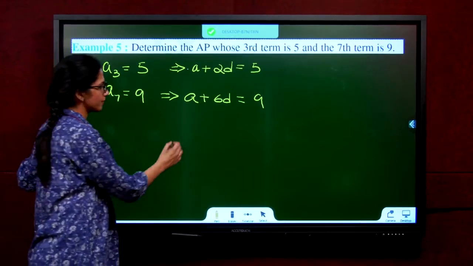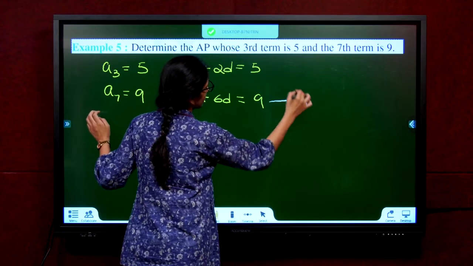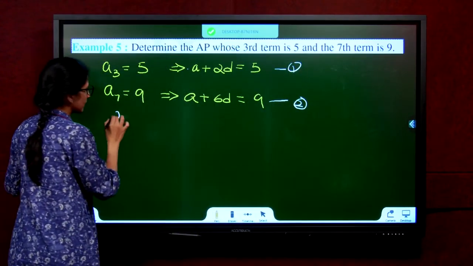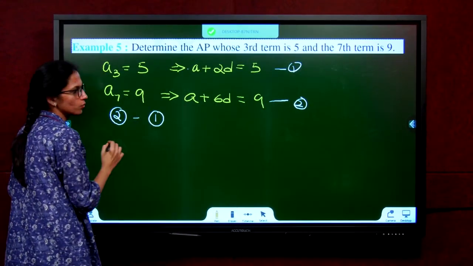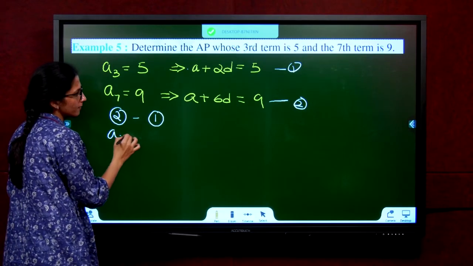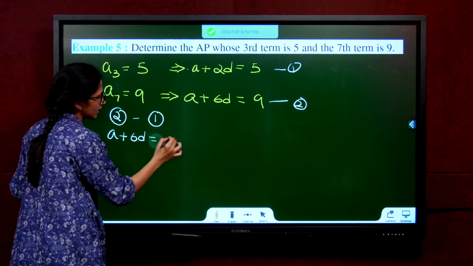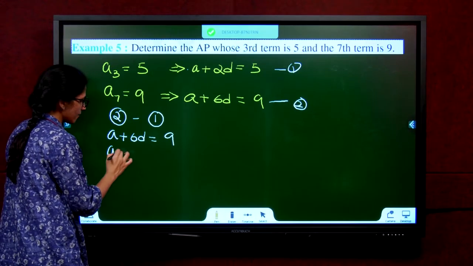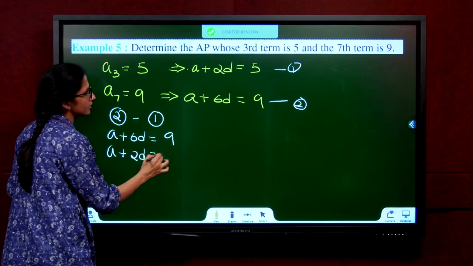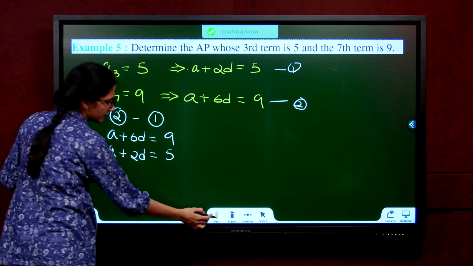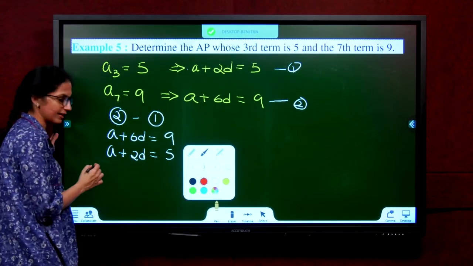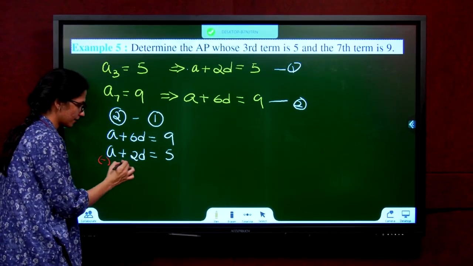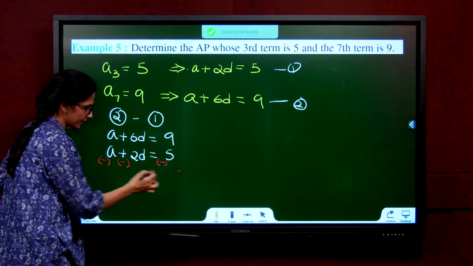So now how do we subtract? I will do 2 minus 1. So I am taking equation 2 minus equation 1. A plus 6D is equal to 9. A plus 2D is equal to 5. Minus means you are subtracting, so change the signs. This is negative. Plus will become minus. Plus will become minus.